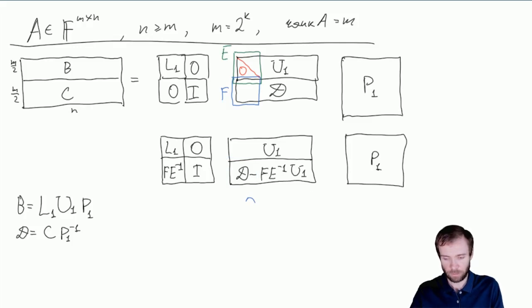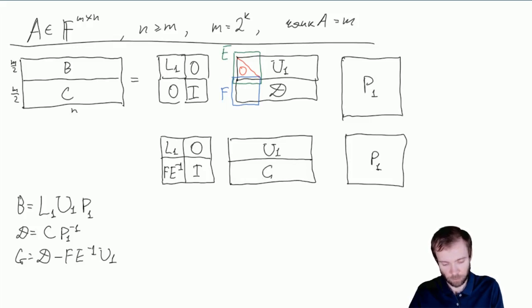So now let's denote this guy by G, and we put G to be equal to D minus F E inverse U1, so that we are able to put G in here. And we know that we have more zeros already. We have zeros here, we have zeros here. So now we need to put zeros in this triangle and we are done.